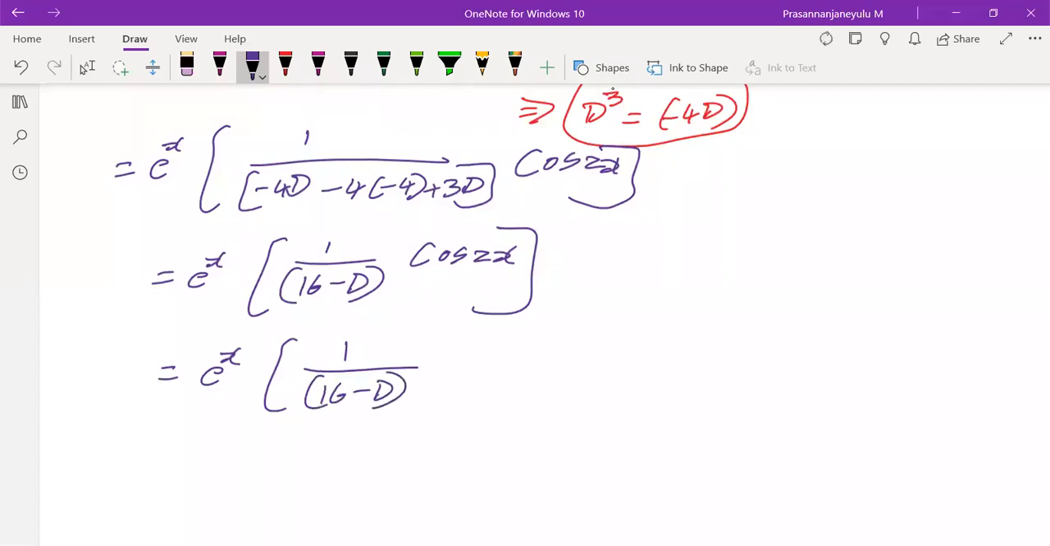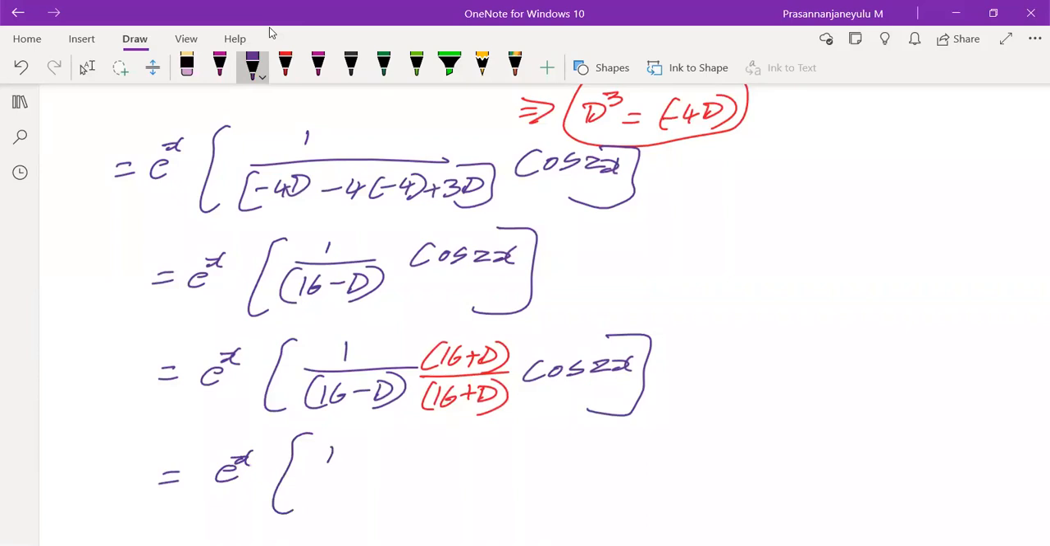Rationalize. We have to substitute according to type 2. We have to substitute d square is equal to minus 2 square, nothing but minus 4. But there is no d square in the denominator, so multiply and divide with 16 minus d. Then the denominator becomes 16 plus d, multiply and divide with 16 plus d. Then it becomes e power x into numerator will be 16 plus d, and a minus b into a plus b is in the form of a square minus b square, is d square of cos 2x.